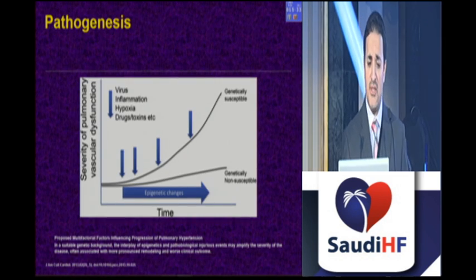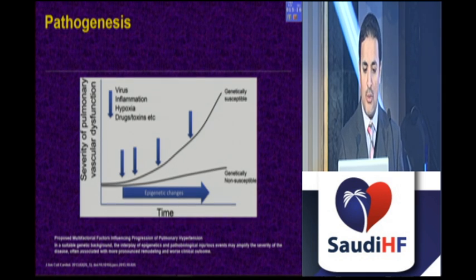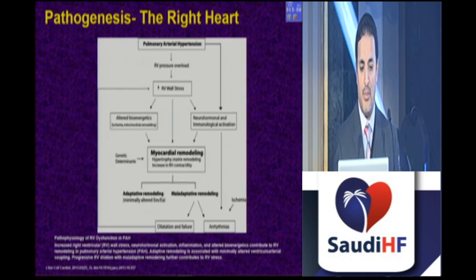So it appears actually that patients who are genetically susceptible are more likely to be affected by insults that lead to pulmonary hypertension than patients who are not. This is from the recent publication after the World Symposium on Pulmonary Hypertension. And when you have genetically susceptible people, they're more likely to develop more severe disease than the genetically non-susceptible patients.